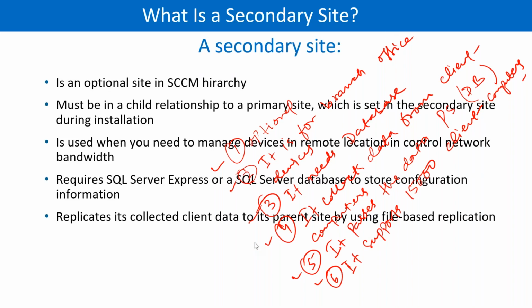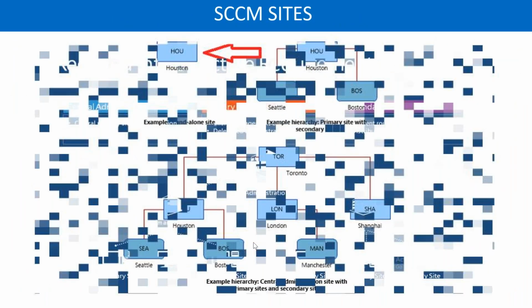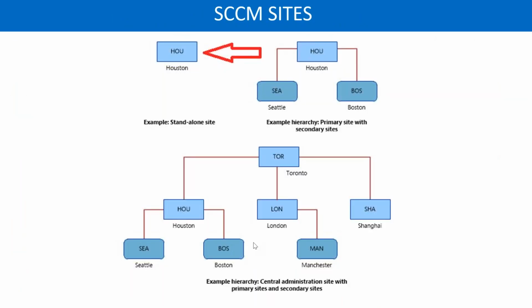So now I'll ask questions. But before I ask questions, I'll show you the architecture diagram. The first diagram is for small size companies, wherein you don't have any branch office, you just have one single location. Let's say Houston has 5,000 machines. What will you do? You will install one single primary site to manage all these 5,000 machines. That is called a standalone primary site.